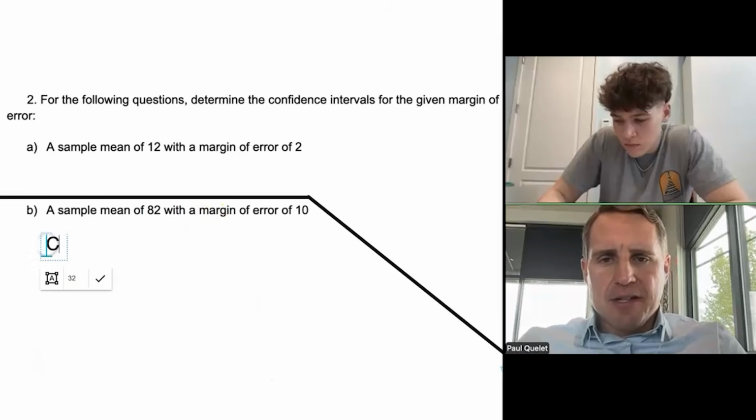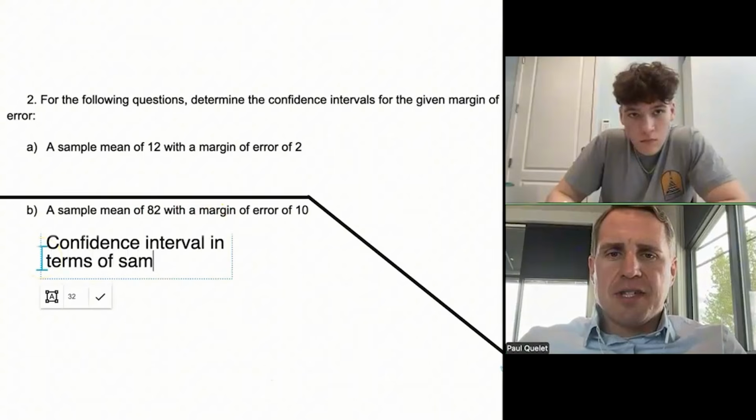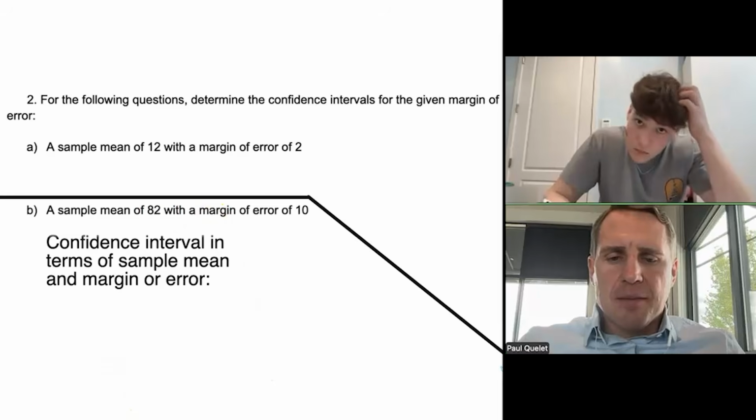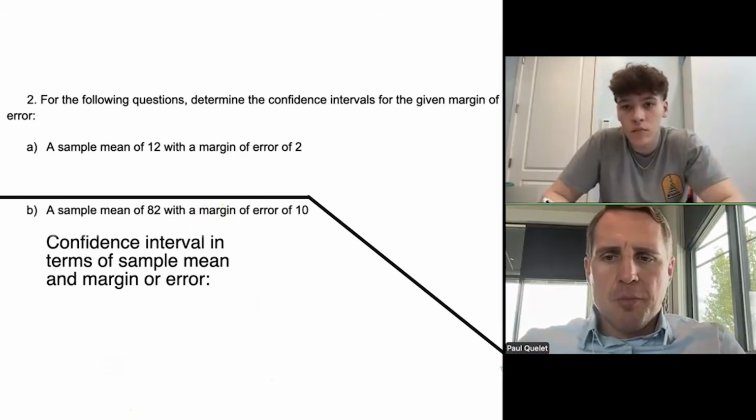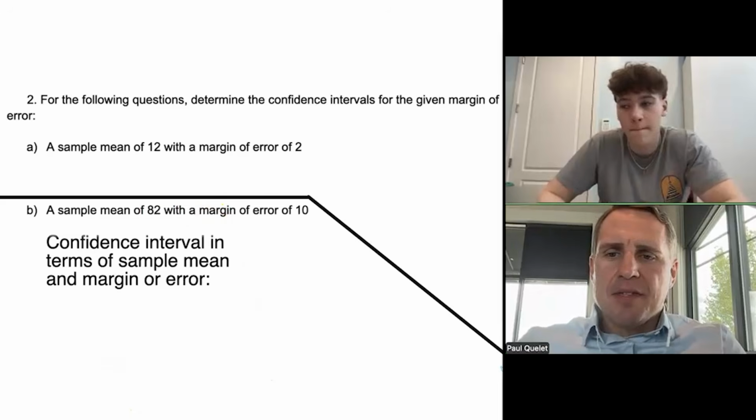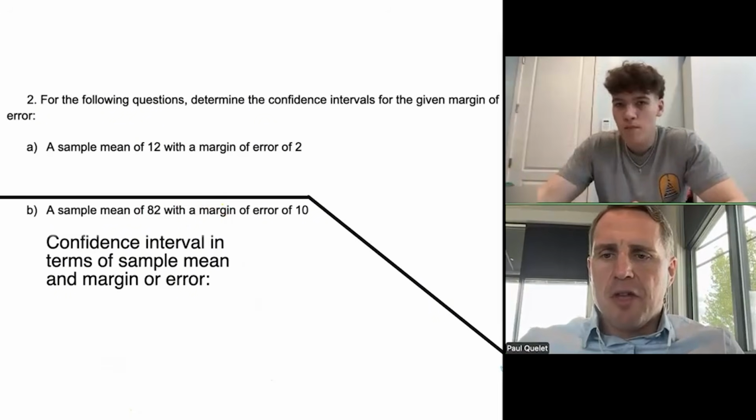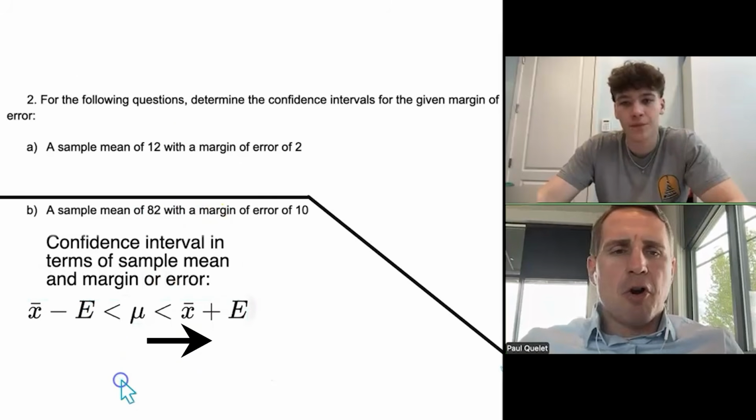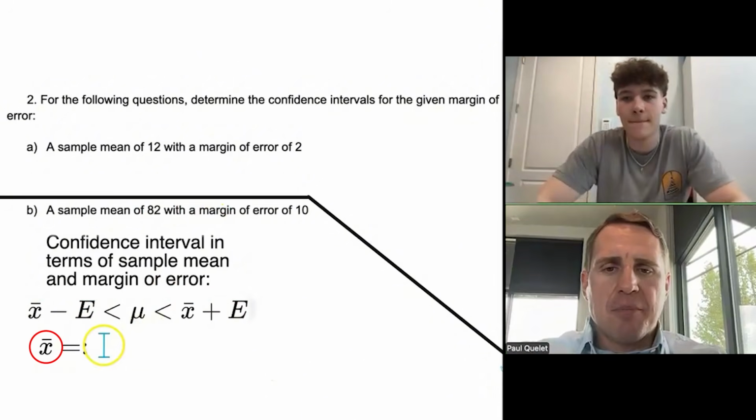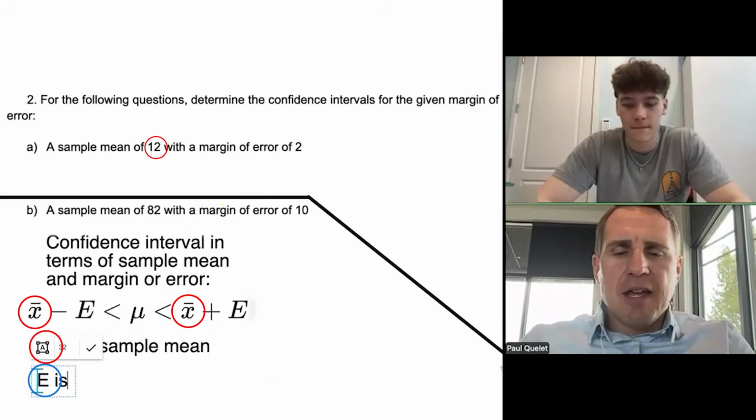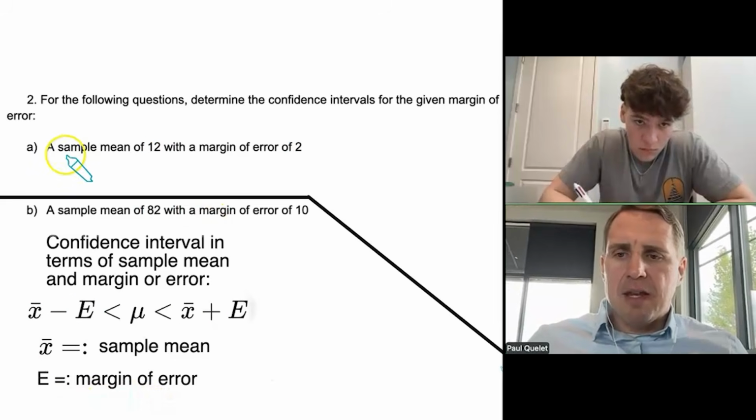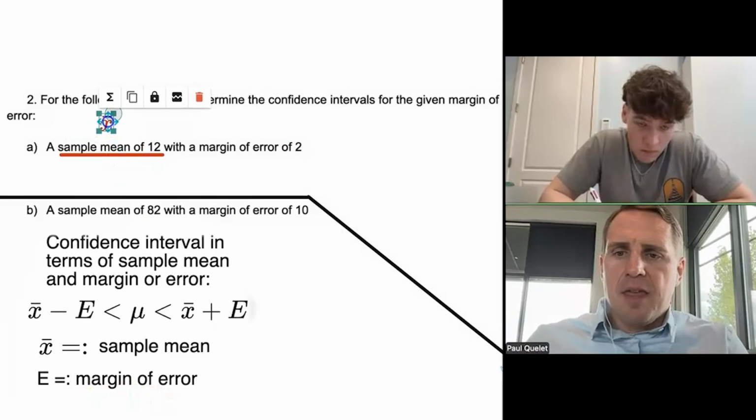So if we want a confidence interval in terms of sample mean and margin of error, I think that's going to look like that the true mean, which we could call mu, is squeezed between the sample mean plus the margin of error on the upper end. We've also got the sample mean minus the margin of error for the lower end of the confidence interval. And then x bar is the sample mean, and then capital E is the margin of error. Okay, got that?